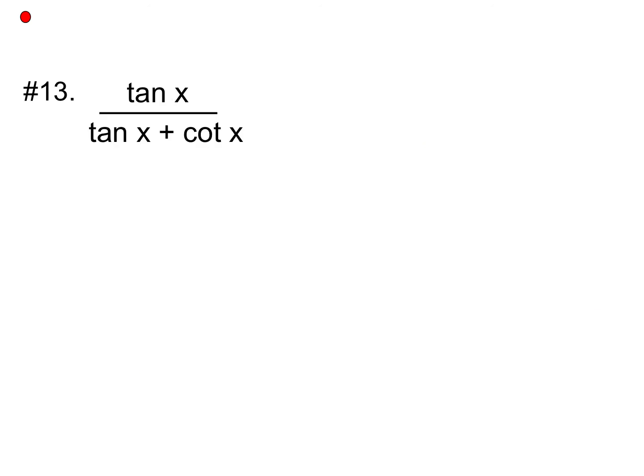All right, one more problem to try. It's problem number 13 on your worksheet. So you have things in terms of tangent and cotangent, and you need to get everything in terms of sine and cosine here. So start with that, and then find a common denominator to combine these. Pause the video.